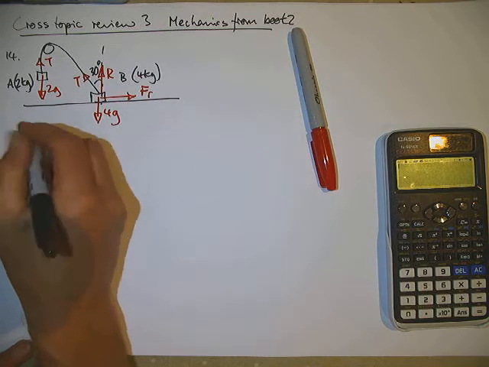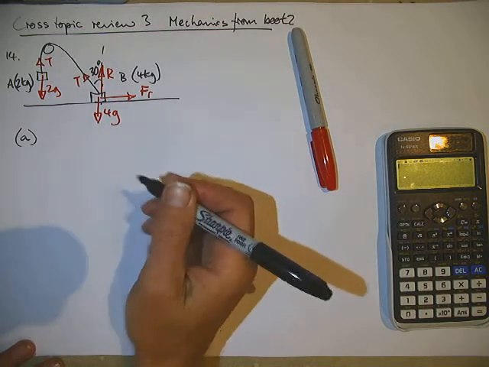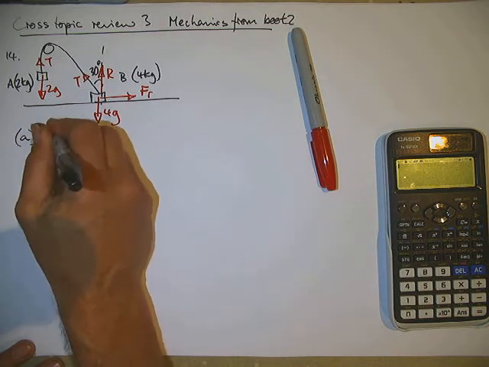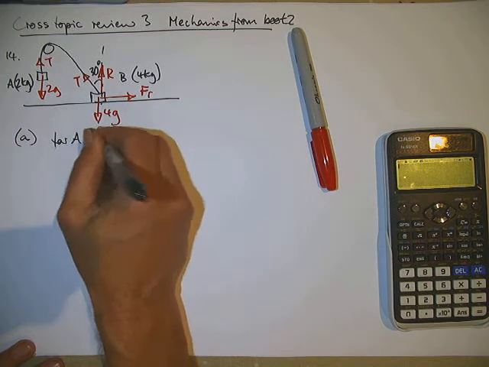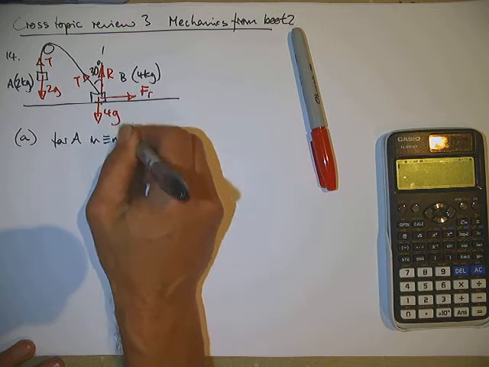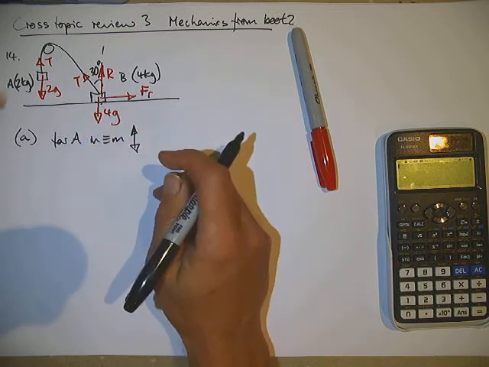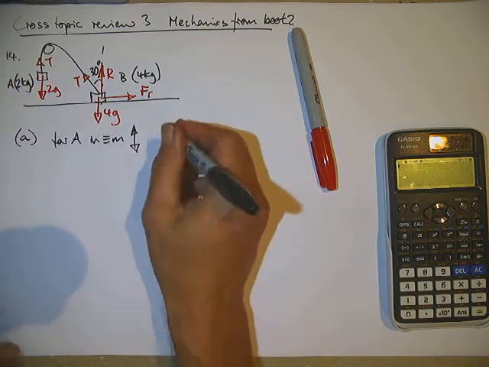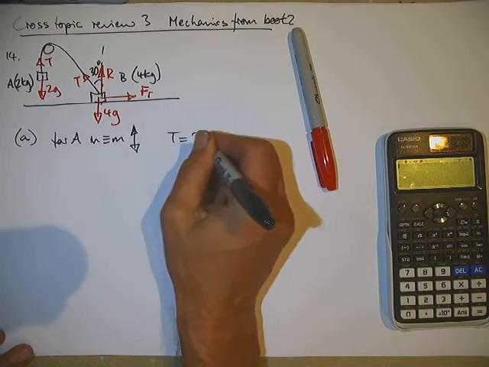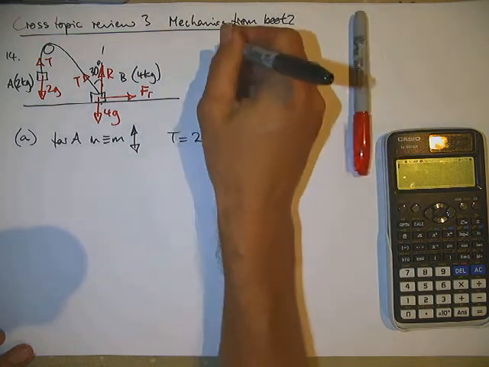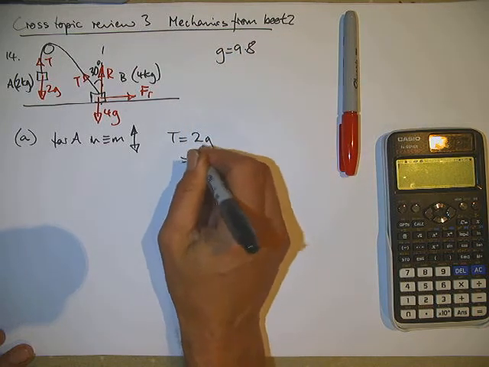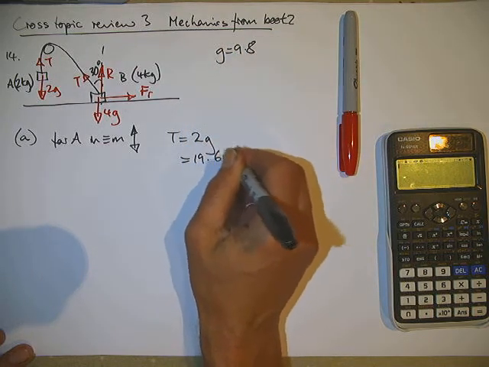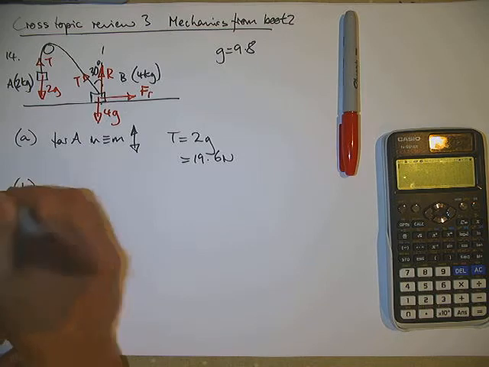All right, part A. Can we find the tension in the string? For A, it's in equilibrium, working vertically, those two forces are equal. And in this exercise, g is 9.8. So that's 19.6 newtons.